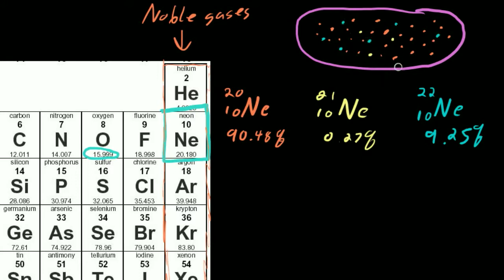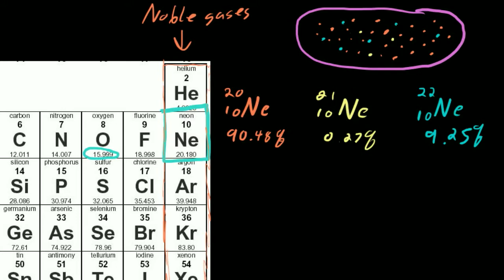That sounds about good. So you can see that the vast majority of the neon atoms inside of our balloon are going to be this isotope, neon 20. Then the next most plentiful isotope inside our balloon is going to be this neon 22. And then finally, with a very small fraction of the abundance inside this balloon of neon atoms is going to be this isotope, neon 21.